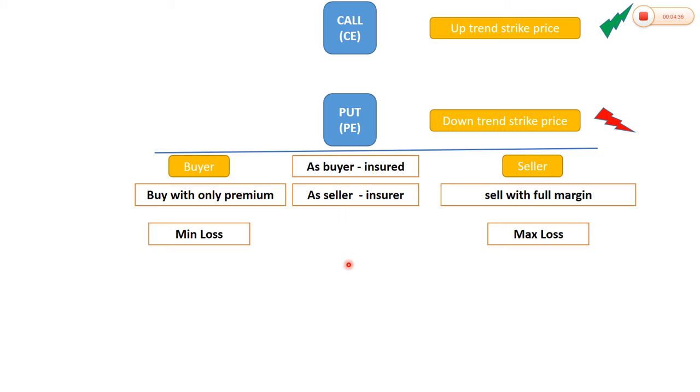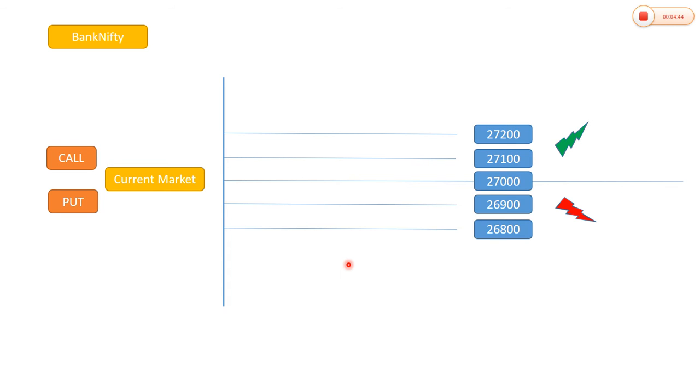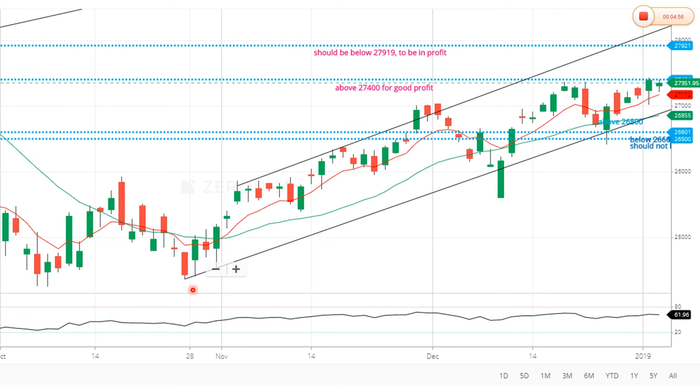So let's go to the next slide where we'll explain what the strike price is and how the terminology of call and put is used here. This is a simple slide where I'll explain Banknifty. Banknifty is nothing but a consolidated set of stocks related to banks, and it has a trend line. If you see, this is a chart.